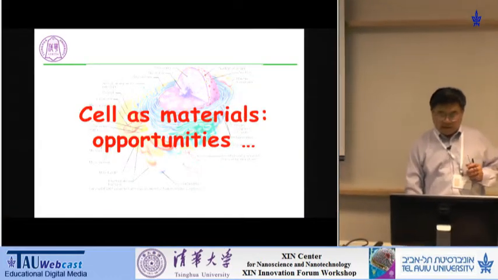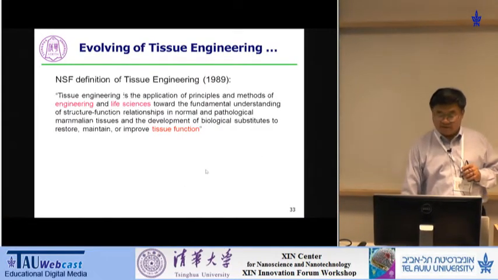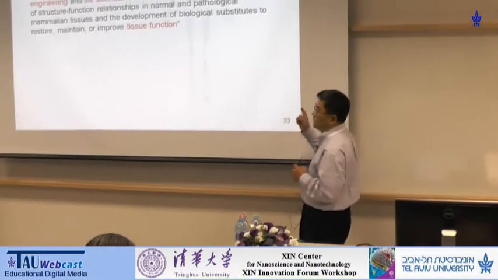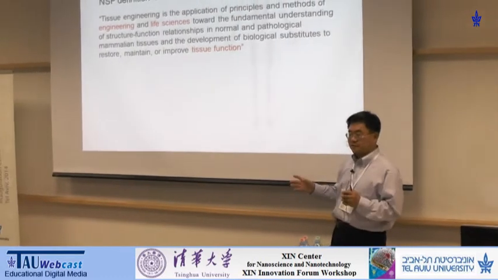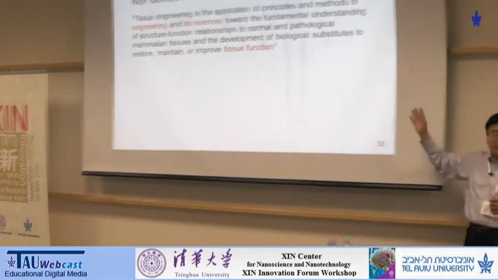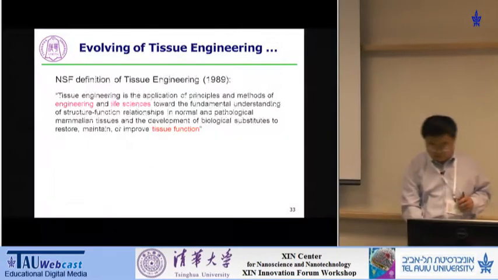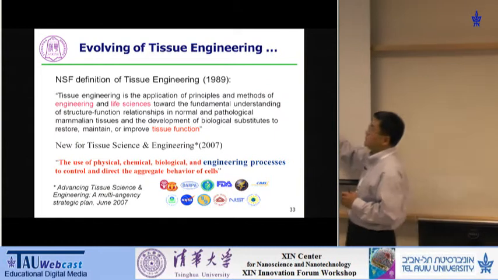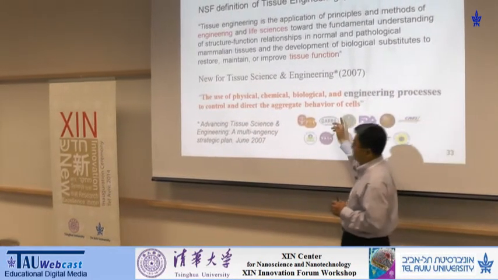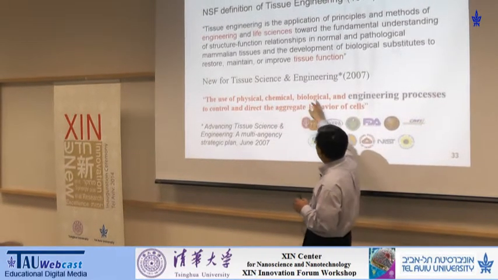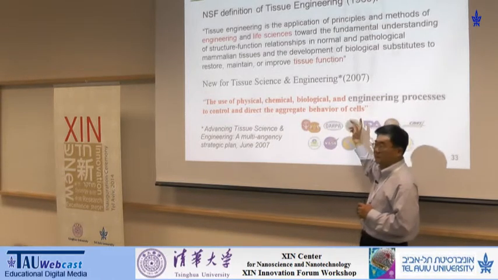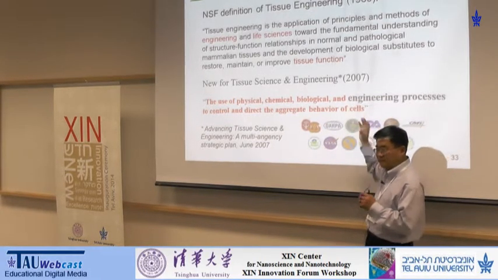And the opportunity, I have a few slides, very quick. The first is that people need this, because the field has changed. We all know tissue engineering and regenerative medicine, but that was old. That was 1989, when we focused on functional tissue. But in 2007, 12 agencies got together in the US and redefined tissue engineering: using physical, chemical, biological, and engineering processes to control and direct the aggregate behavior of cells. That's tissue engineering. It's not just functional tissue anymore.